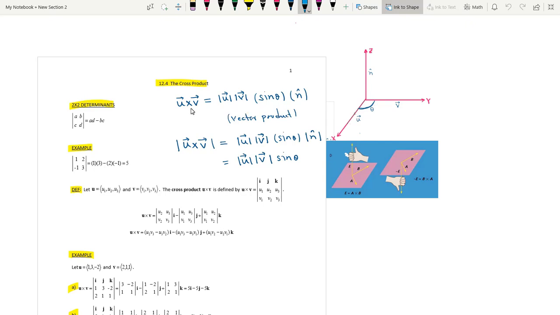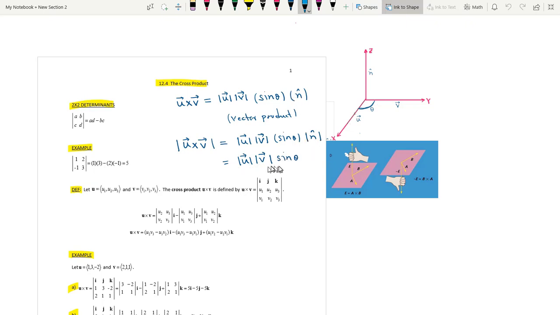This is called a cross product because there is a cross sign between u and v. This is also called a vector product because on the right side we are getting a vector quantity. This n is a vector quantity. Now if you take the modulus sign on both sides, then modulus of n is 1, so we will get this quantity.